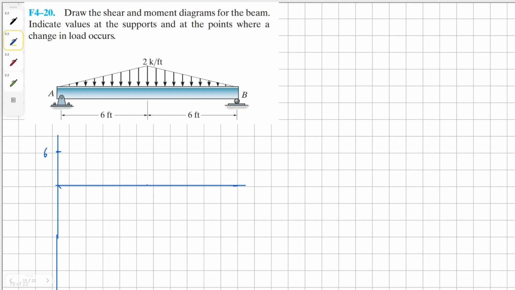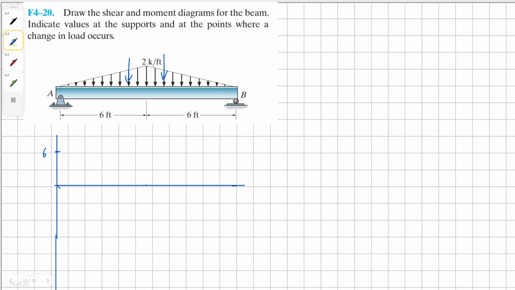Draw the shear and moment diagrams for the beam. Indicate values at the supports and at the points where a change in load occurs. To begin, let's convert our uniform distributed loads into point loads.